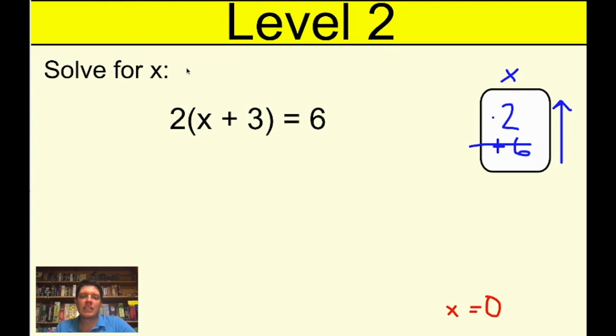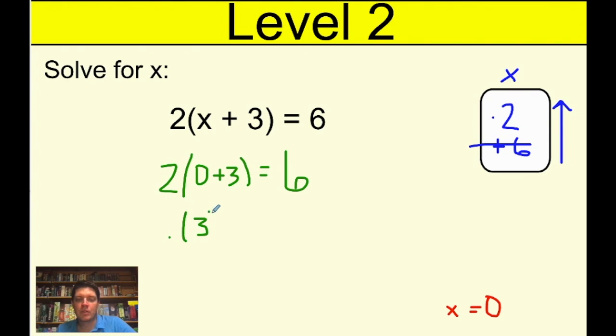But let's go back to the original equation and double check. I'm going to substitute a 0 in for the x. So 2 times 0, wow, that's a parentheses. It looks so good. Plus 3 equals 6. Now, order of operations tells me to simplify the stuff inside first. 0 plus 3 is 3. Parentheses are going to mean to multiply. We'll do that here in a second. Equals 6. 2 times 3 is 6.